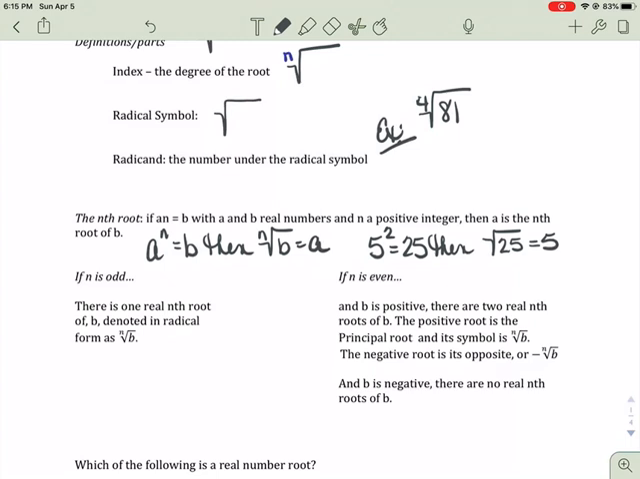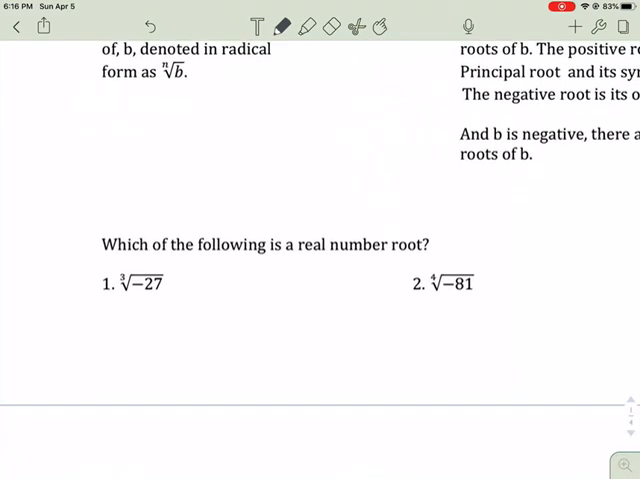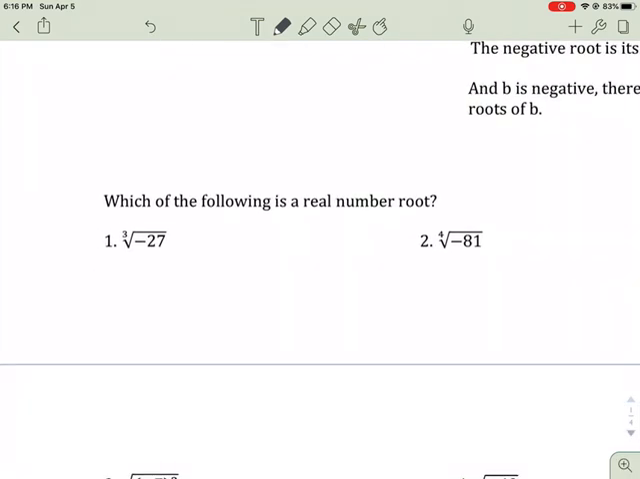If it's the positive root, then we call it the principal root, which is just the nth root of the number. But if we're talking about the negative root, we're going to have a negative sign out in front, or we would call it the opposite of that root. Now, if the number underneath is a negative number, we don't have a solution. We're only looking for real solutions here, so no i's involved, so no imaginaries.